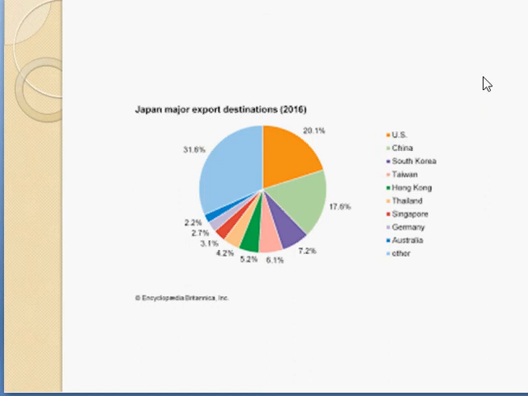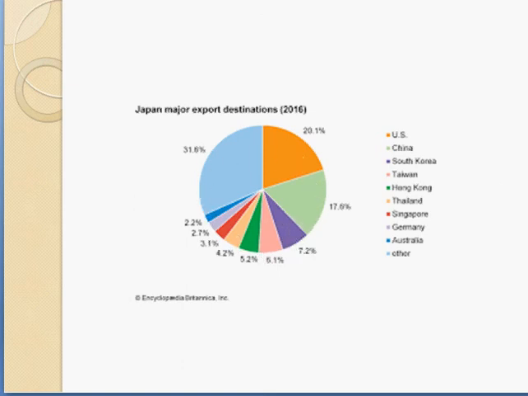Like in the previous case we discussed A, B, C, D, E. Origin is A, then what is the number or percentage of trips traveling to B, C, D, E? That you can represent in the form of a pie chart. From A, what is the percentage traveling to B, to C, to D, to E. Here it is shown from Japan to US, to China, to South Korea, showing the trips generated.